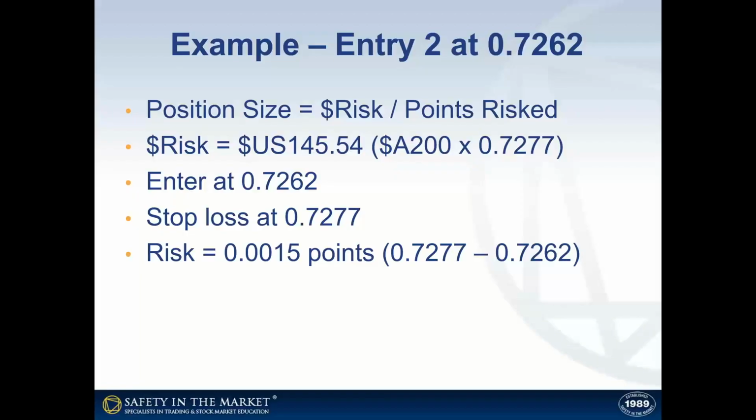If you said a risk of 15 points, you'd be correct. So 72.77 minus 72.62. Now, can you remember the reward on the trade? What was the profit target that I was working to? It's the same profit target as trade number 1. It was 6993. So again, if you'd like to pause the recording, the profit target is 6993. Work out your reward on this trade.